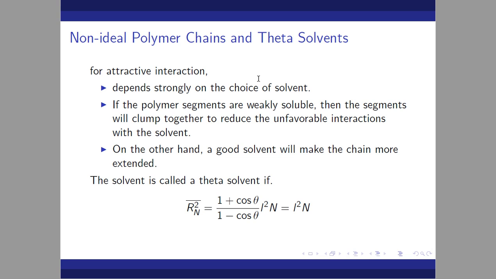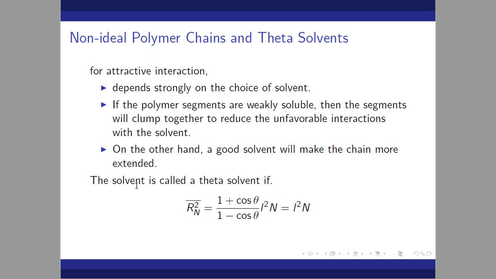And attractive interaction depends only on the choice of solvent. So it also depends on the solvent. What we want to say is that even though we have the same molecule, if we put it in a different solvent, it will either do the coil bending, or it will be just a straight line. If the polymer segments are weakly soluble, then the segments will clump together to reduce the unfavorable interaction with the solvent. Ni macam bola. On the other hand, a good solvent will make the chain more extended, jadi lebih panjang.